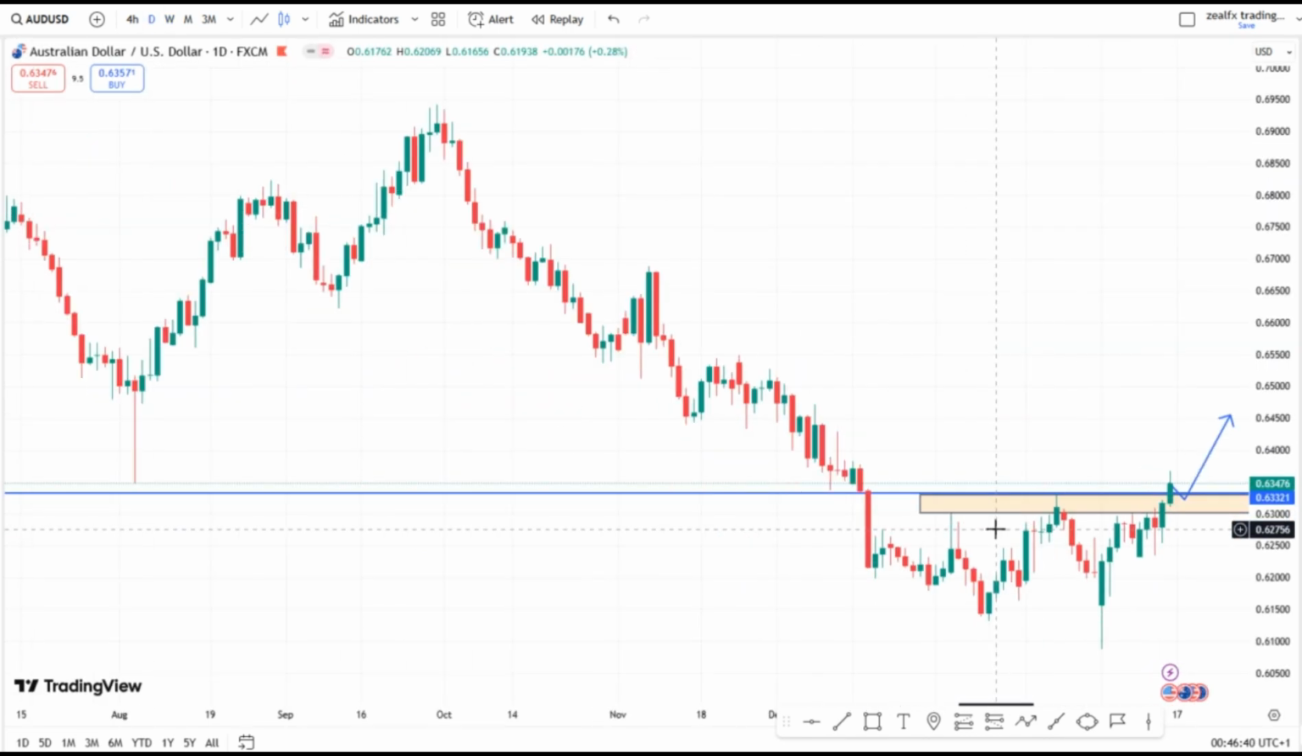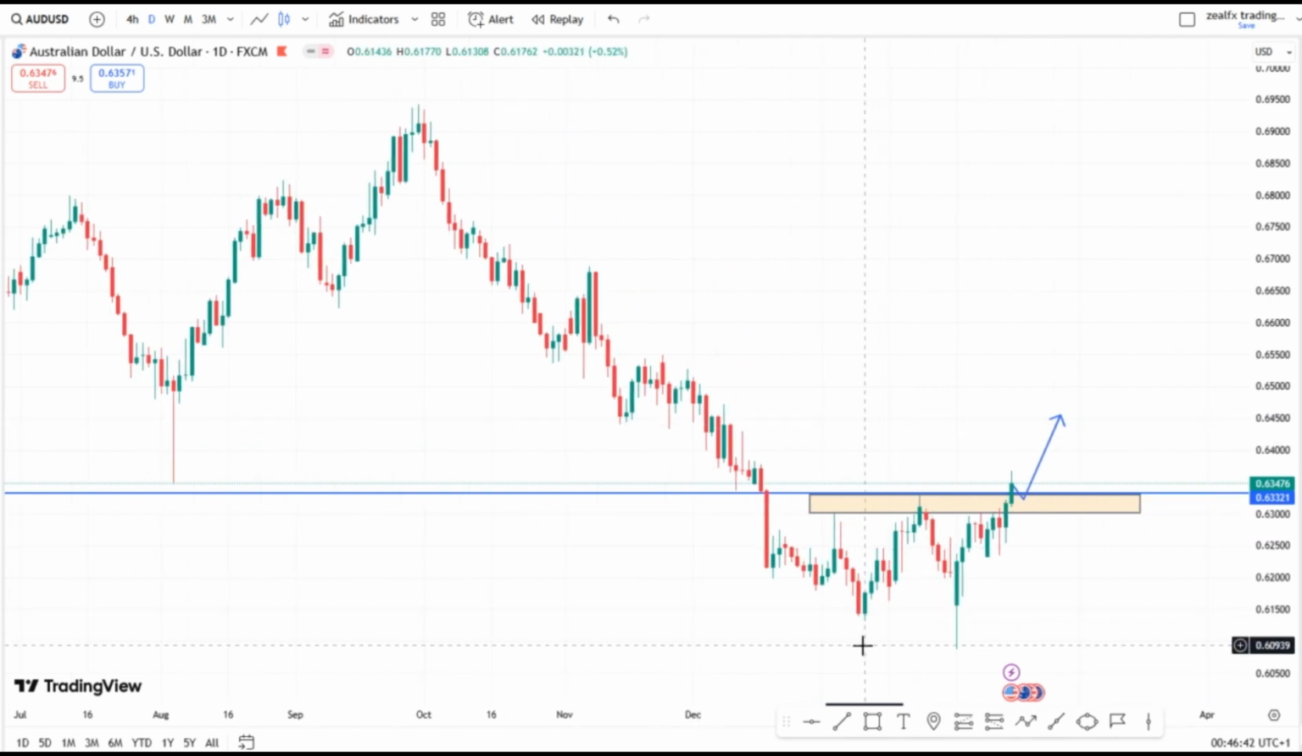On my daily chart, you can see that we have a series of higher lows. So long as we have a series of higher lows, we expect price to continue to push higher for the Australia USD. So look for a buying opportunity on this resistance zone, which is a resistance that turns to support. Look for a buying opportunity around this area for you to buy the Australia USD back to the top.